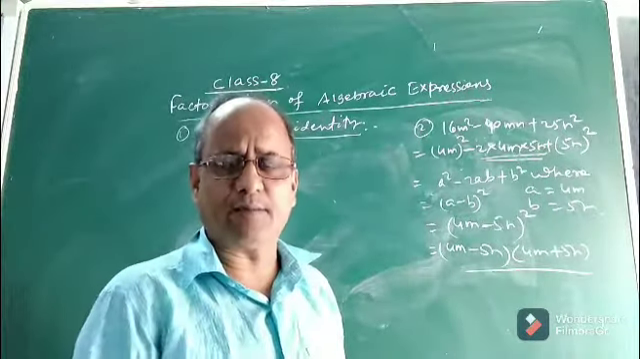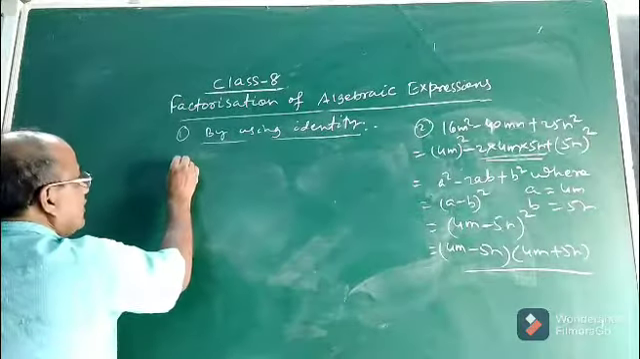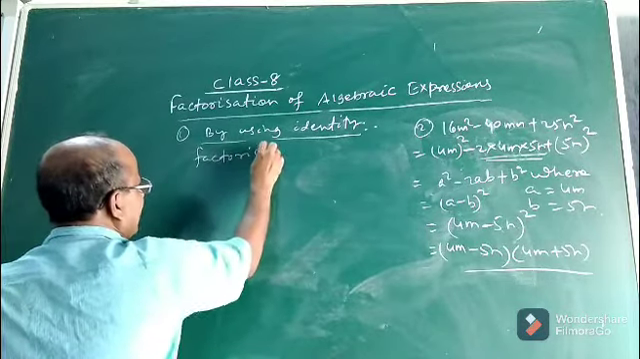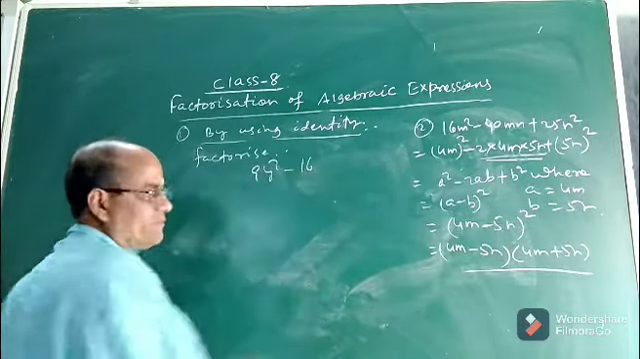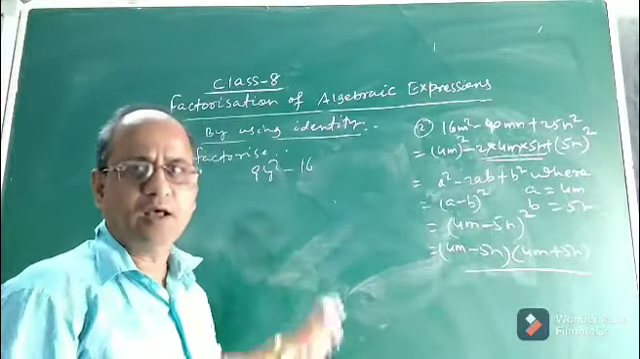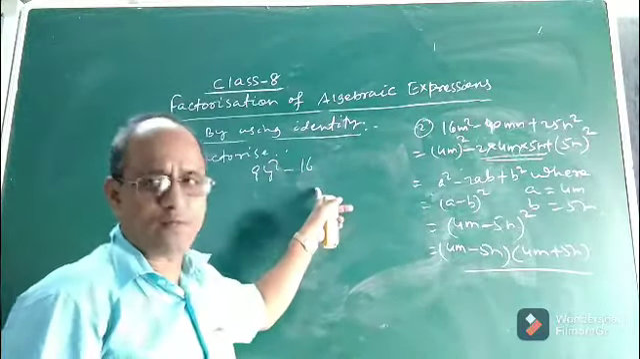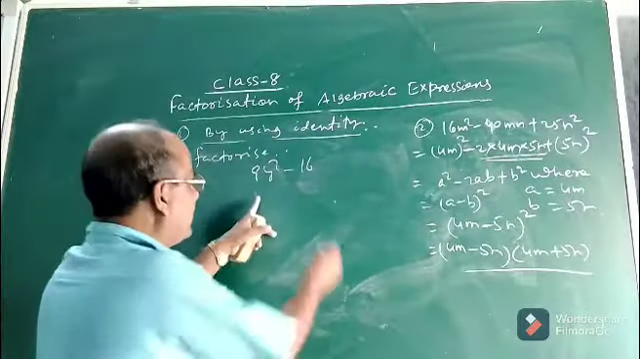Let me give another example. Suppose you are given a question like this: factorize 9y square minus 16. Look at the algebraic expression, 9y square minus 16. It is a binomial. How to factorize it using some identity? It is not in the form of any identity. First we have to bring it in the form of some identity. How to bring it? You see.